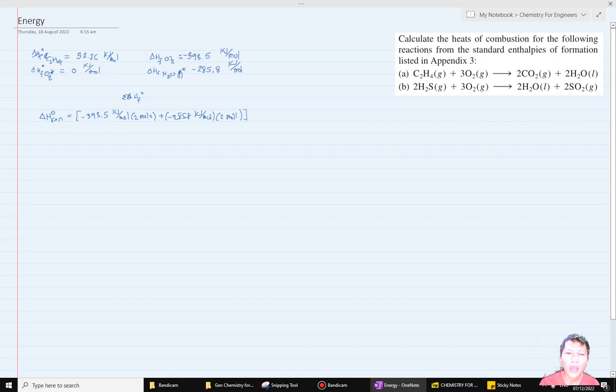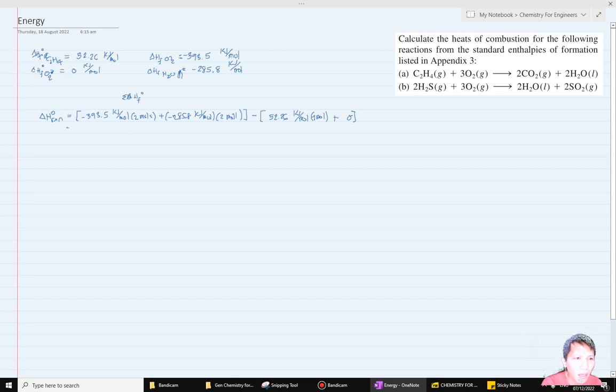So that would be it, minus the reactants. Your reactant is C2H4 first, so you have 52.26 kilojoules per mole of your C2H4. You have only 1 mole, so no need to multiply. Then plus oxygen. Oxygen has 0. Usually for elements, because your oxygen is in elemental form, O2, they are 0.